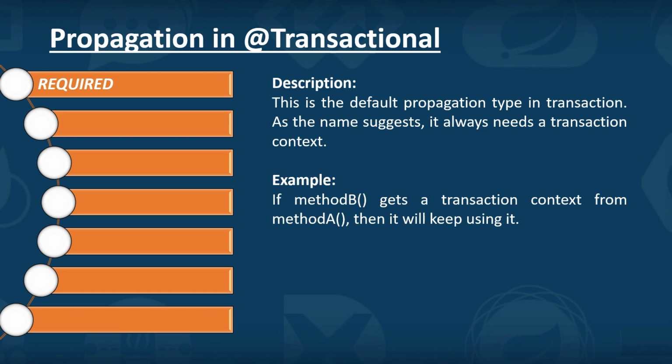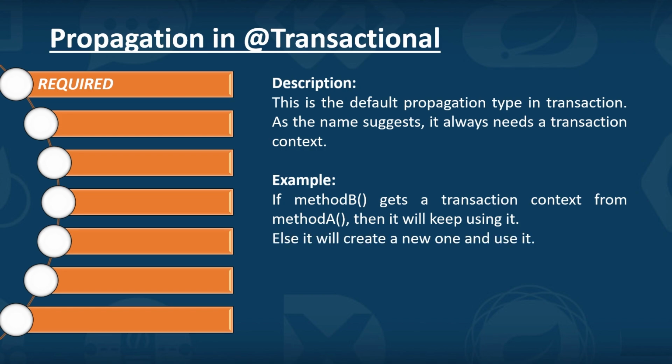So let's say that when you are invoking method B from method A, if method A was having some transaction, I'm assuming that on method A we were using the transactional annotation. Now we are invoking B. That means B will get a transaction from A. So here it will simply keep using the same one. Instead of creating a new one, the same transaction will be used. But let's say that method A was not having anything like @transactional.